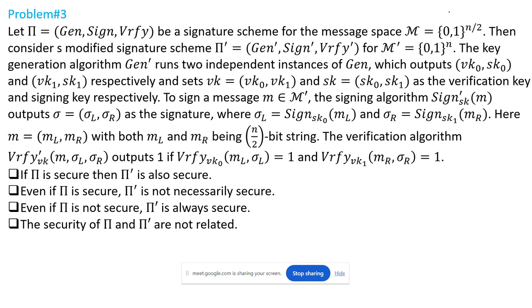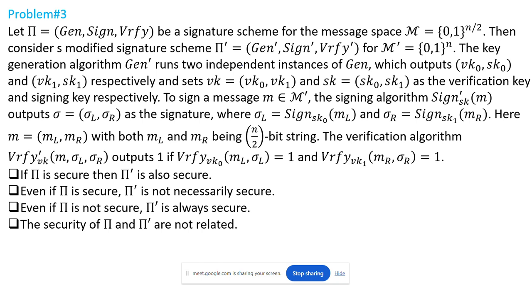Let pi be a signature scheme with three algorithms: gen, sign and verify, over a message space of n by 2 length binary strings. Consider a modified signature scheme pi dash, with gen dash, sign dash and verify dash, for message space {0,1}^n. That is, you are given a signature scheme for n by 2 message length, and you are modifying it to support an n length message space.